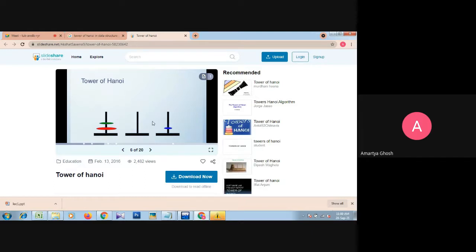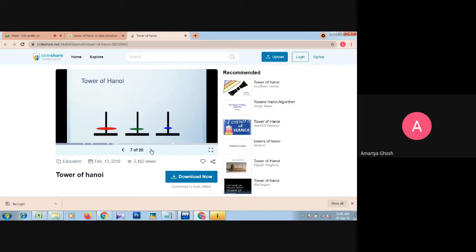Now, if we want to shift this green disc over the blue disc, this is not possible because green is bigger than the blue disc. According to the rule, we cannot move the green disc over the blue disc. So there is only one choice: the green disc should be shifted to this B stand.